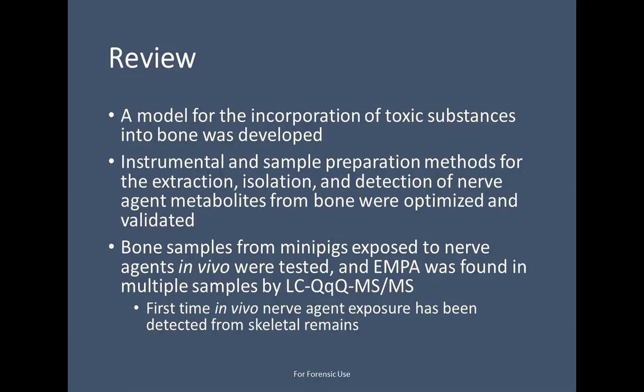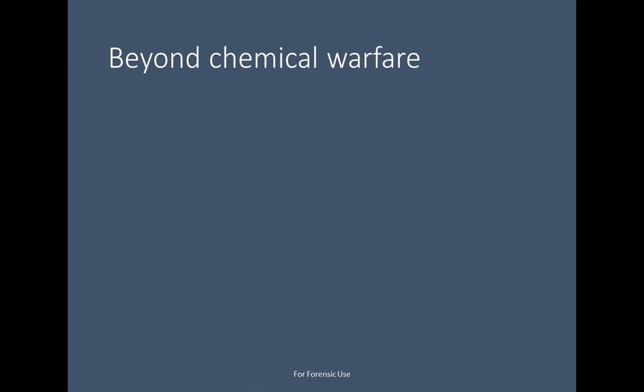We were, in the end, able to analyze samples from mini pigs exposed to nerve agents and found that EMPA was found in multiple samples using this triple quad approach. And this would really represent the first time that this kind of exposure has ever been detected in skeletal remains. So it represents, hopefully we think, a good future forward for analytical chemistry and forensic toxicology and forensic anthropology.